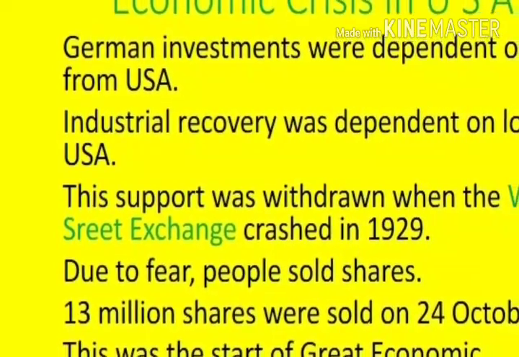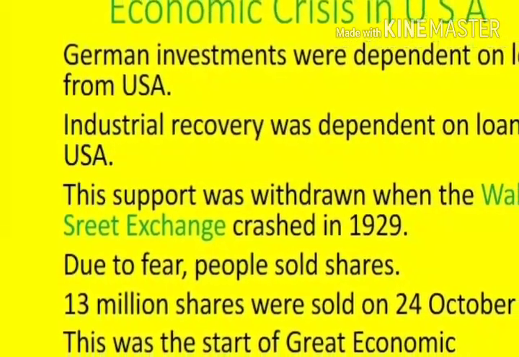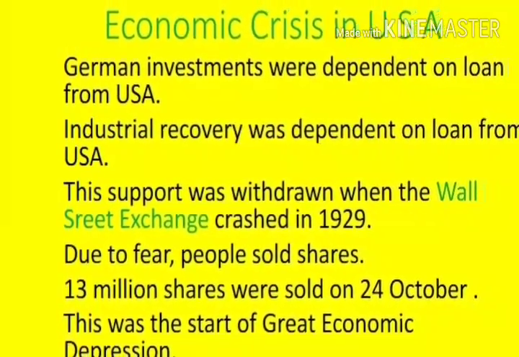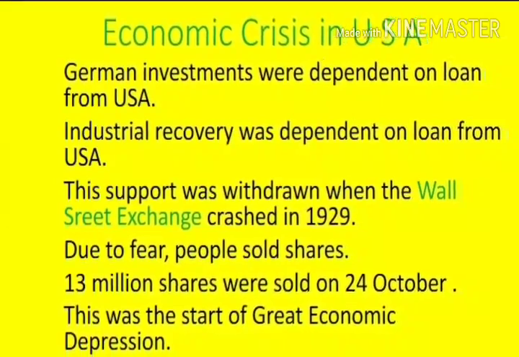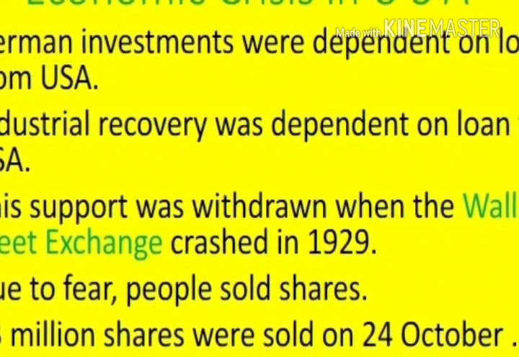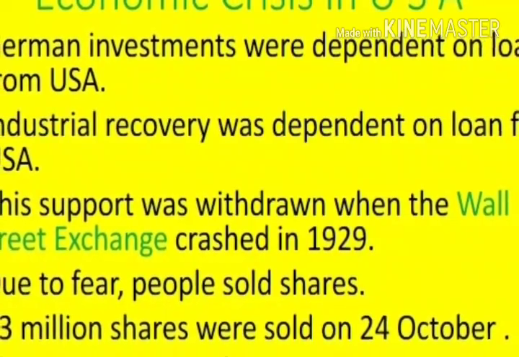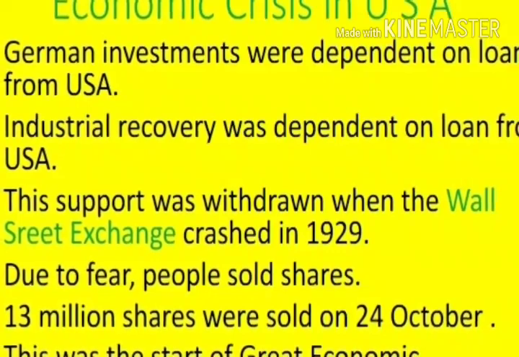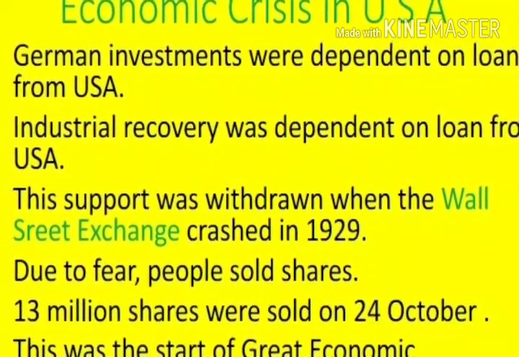Students, German investment and industrial recovery were totally dependent on the short-term loans, largely from the USA. This support was withdrawn when the Wall Street Exchange crashed in 1929. Fearing a fall in price, people made frantic efforts to sell their shares.